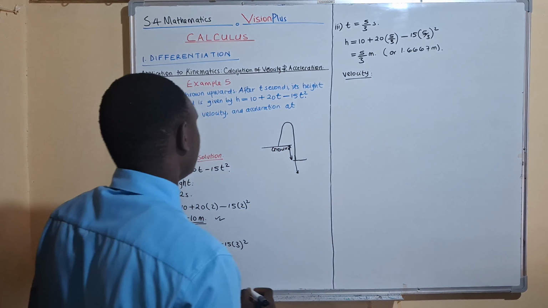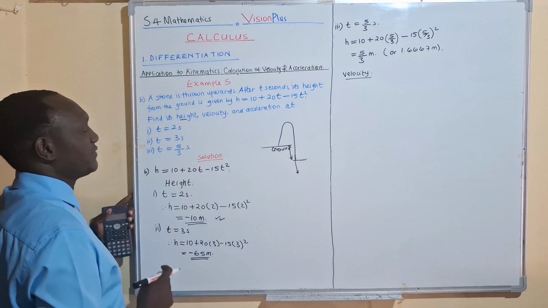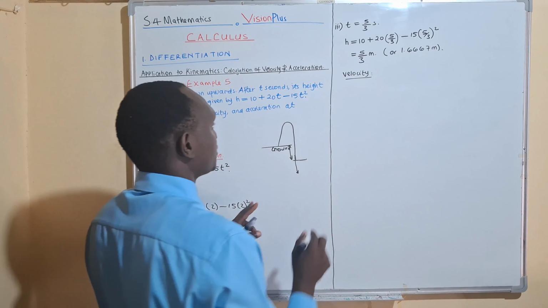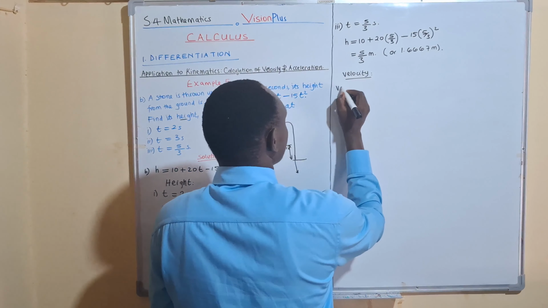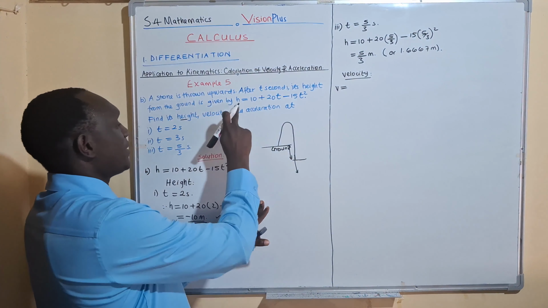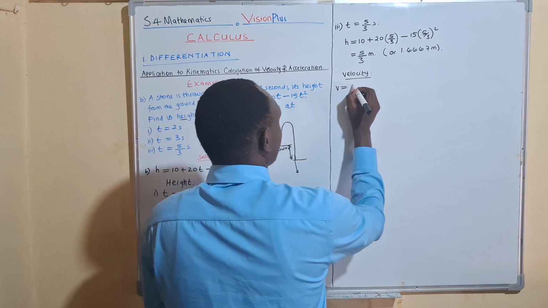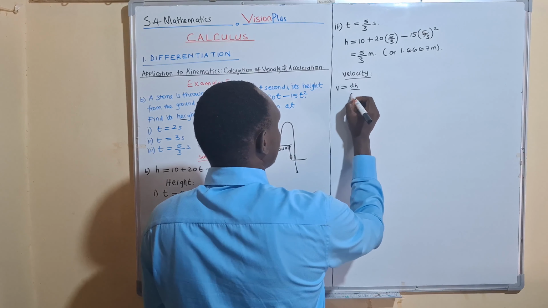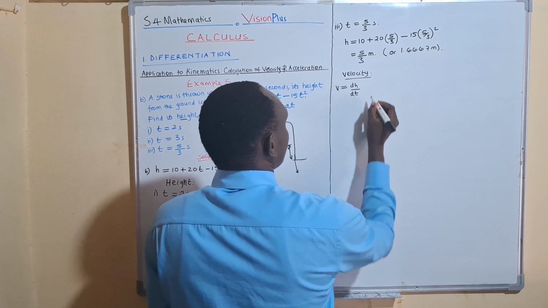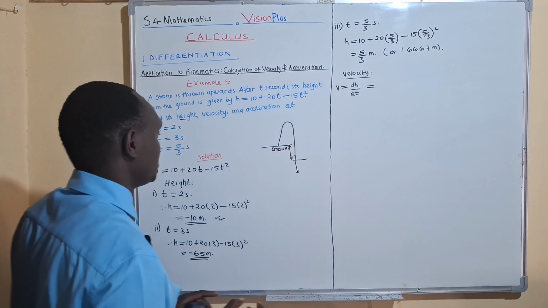Now we need to find the velocity when the time is 2, 3, and 5 over 3. But what is velocity? Velocity is the rate of change of displacement. Our displacement in this case is height. So velocity is the rate of change of height, dh/dt. And it means that we need to find dh/dt.